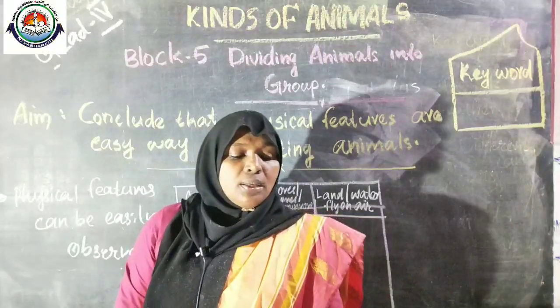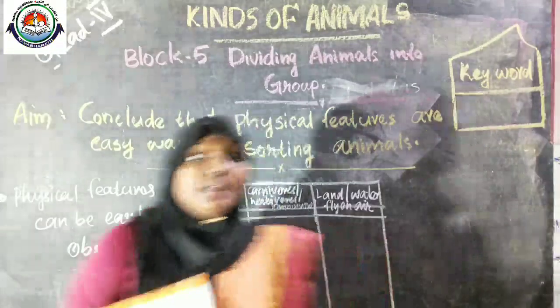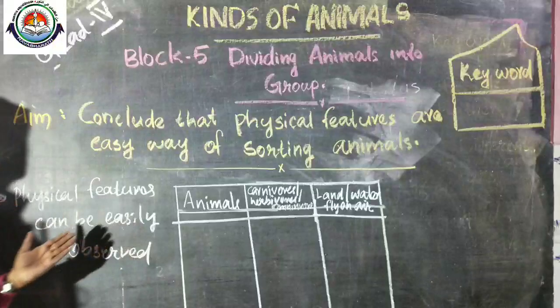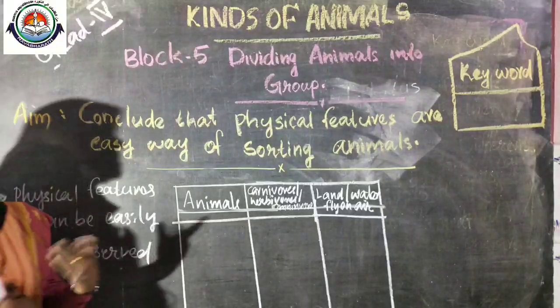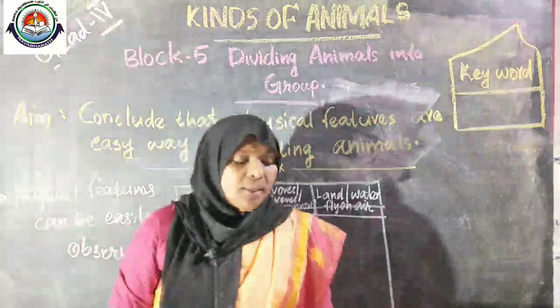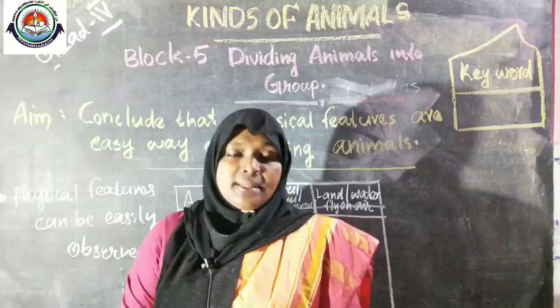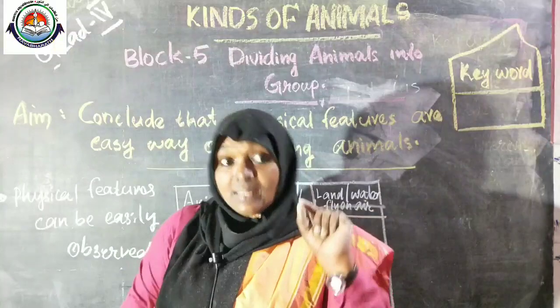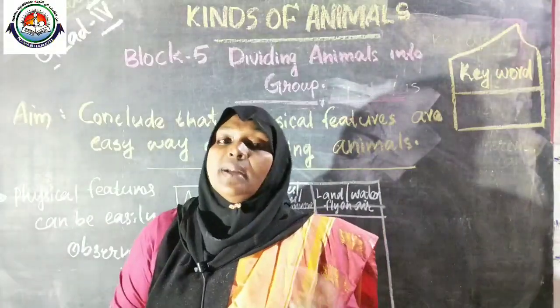Why do we use physical features to sort animals into groups? We can see and observe physical features very easily. Okay, you have to read the rest of the questions and find out the answers. Read the lesson very well and find out the answers of PQ 1 and 2.